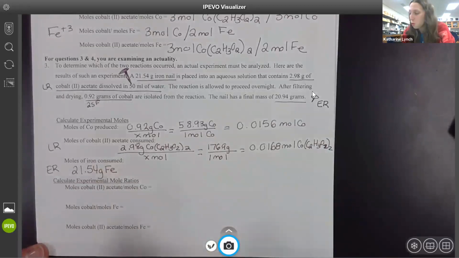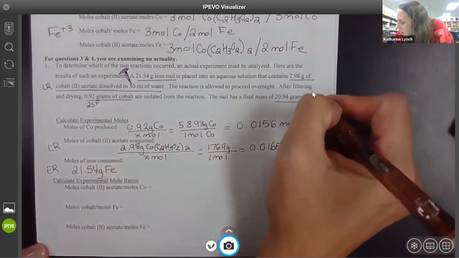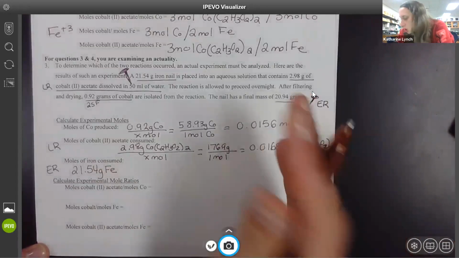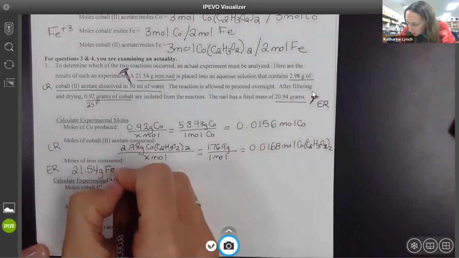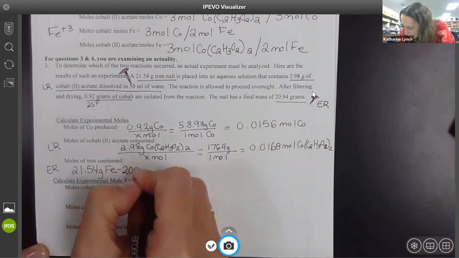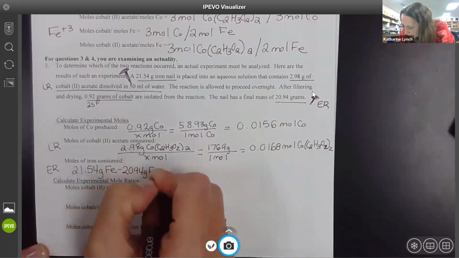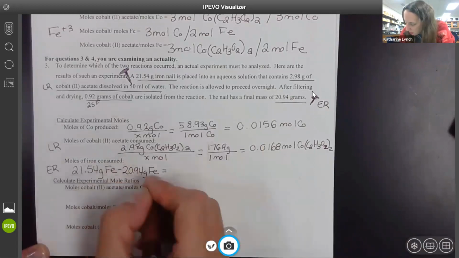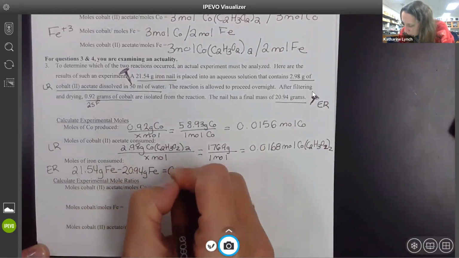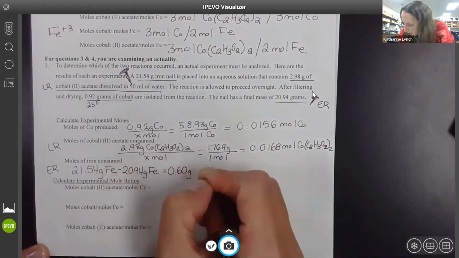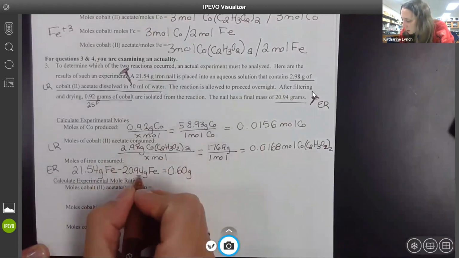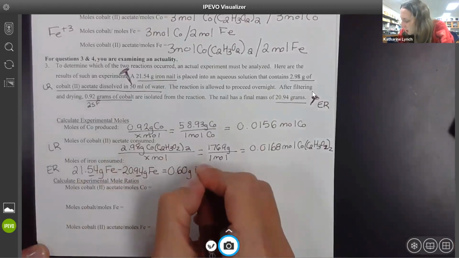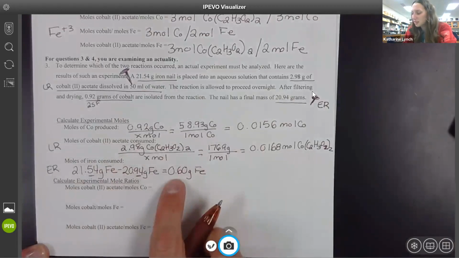On day 2, the iron nail got 1 gram-ish. We'll figure it out. Let's find it precisely. 20.94 grams, which when I put in my calculator, oh, not even 1 gram. Sorry, 2 sig figs minus 2 sig figs. This I'll keep the same. 0.60, 2 decimals minus 2 decimals, gives me 2 decimals. Only 0.60 grams of iron was used up.